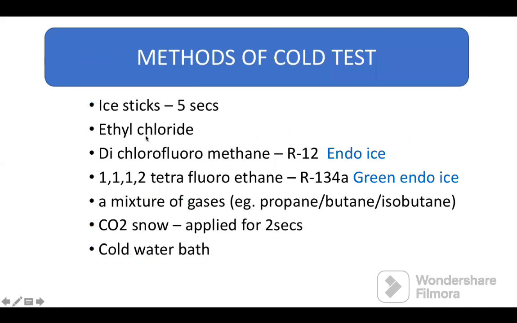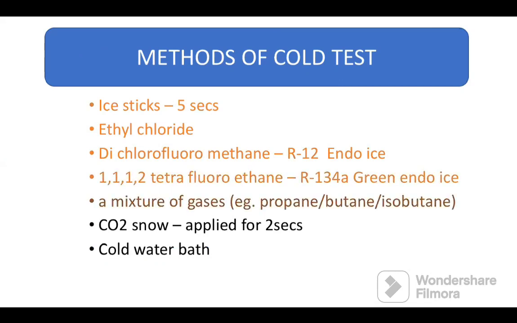The different methods of carrying out a cold test are ice sticks, ethyl chloride, dichlorofluoromethane or endo ice, 1,1,1,2 tetrafluoroethane or green endo ice, a mixture of gases, carbon dioxide snow, and cold water bath. The ethyl chloride spray is a general anesthetic and highly inflammable gas. It is no longer used because of the better options available today. The dichlorofluoromethane or endo ice has ozone depleting potential. Because of the environmental concerns, it is no longer available.